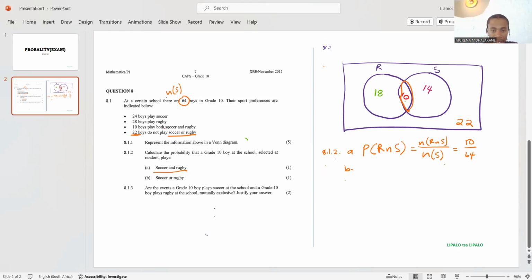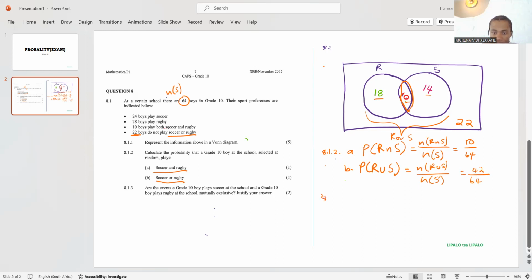Calculate the probability that the boy plays soccer. Okay, so this is the probability of R or S. So it's everything that is inside the R or S. So it's going to be equal to the number of everything in the events, right? All over the total sample. So I know the sample was 64, right? So when I add 18, 10, and 14, it's going to give me 82. And there's my answer there.